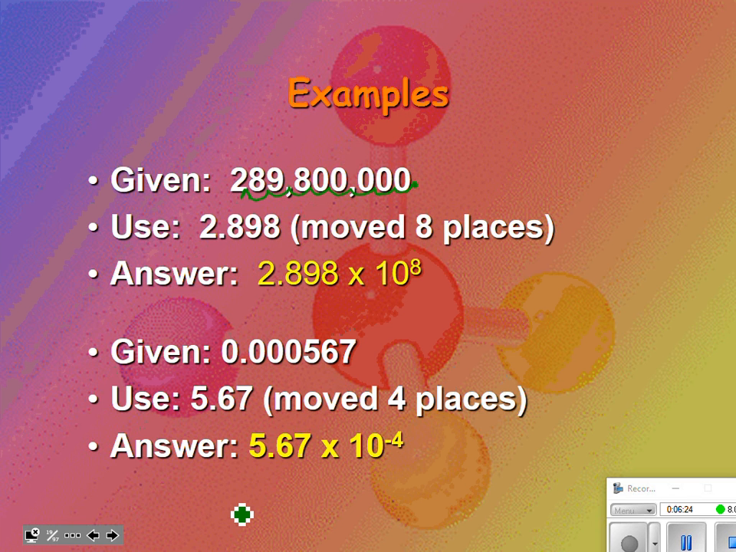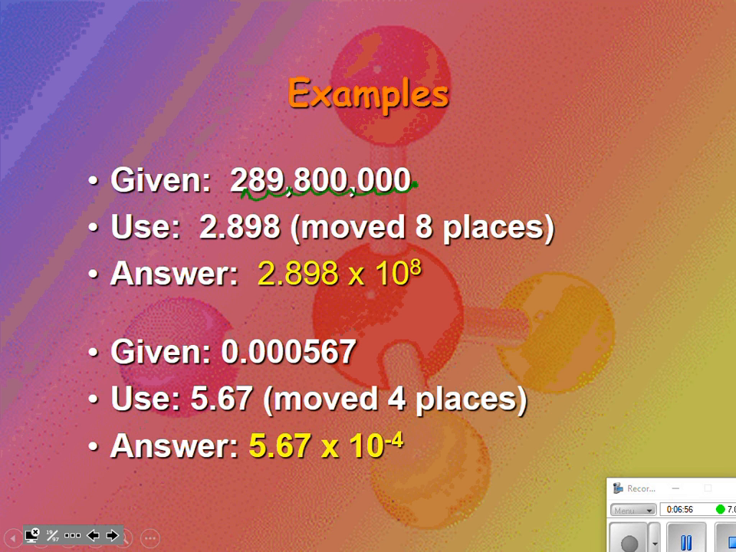So my exponent is going to be 10 to the 8th. Now my final thing I need to decide, was that greater than 1 or less than 1? Obviously that number is in the 100 millions, so it is greater than 1, so it would be positive 8. So converting that into scientific notation, I get the number 2.898 times 10 to the 8th.